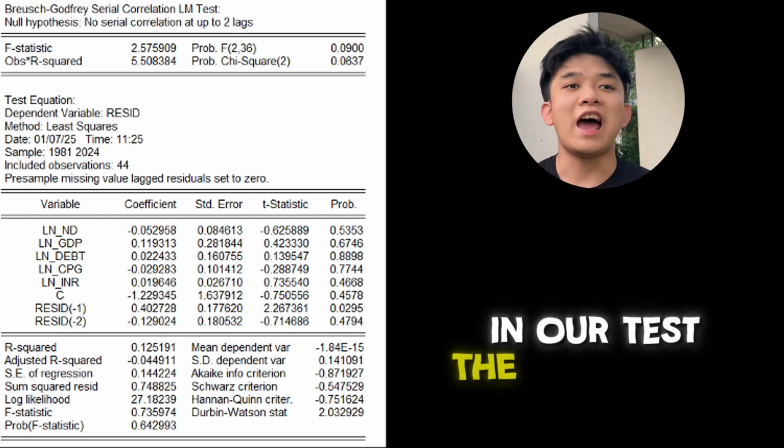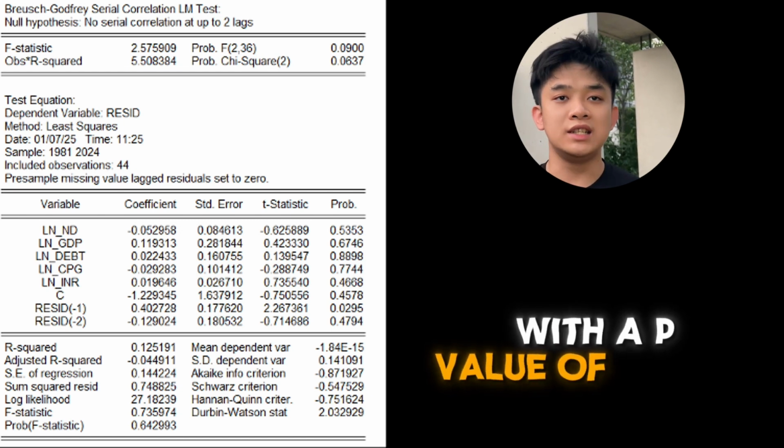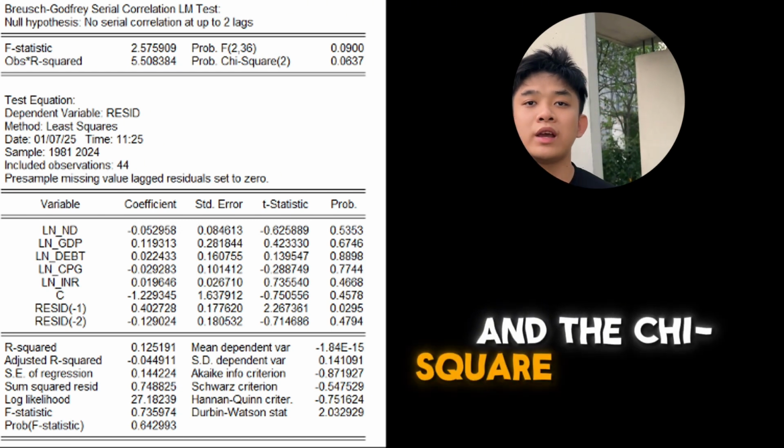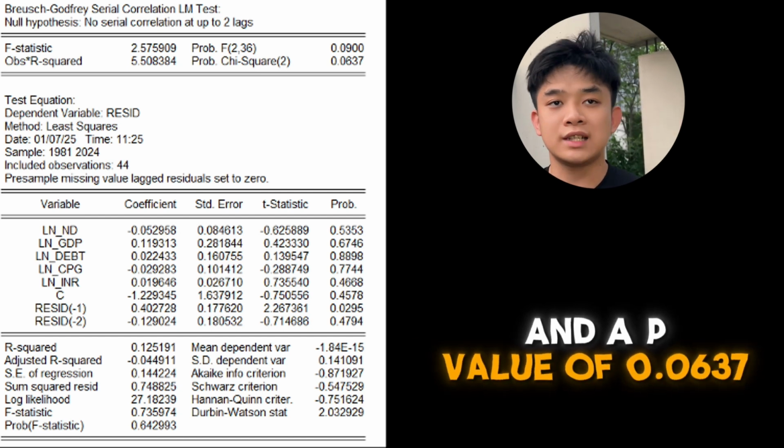In our test, the F statistic is 2.575909 with a p-value of 0.0900 and the chi-square statistic is 5.5088384 with a p-value of 0.0637.